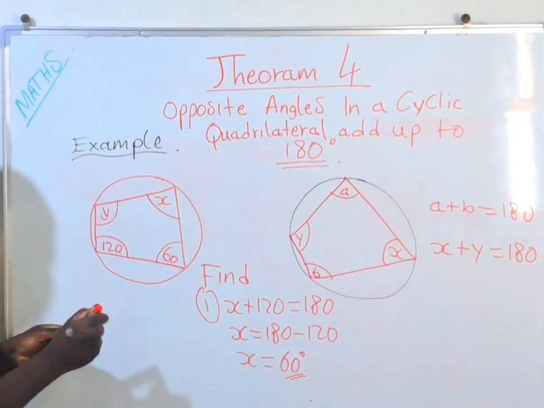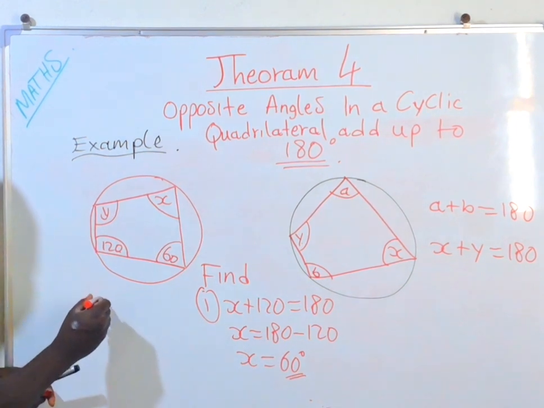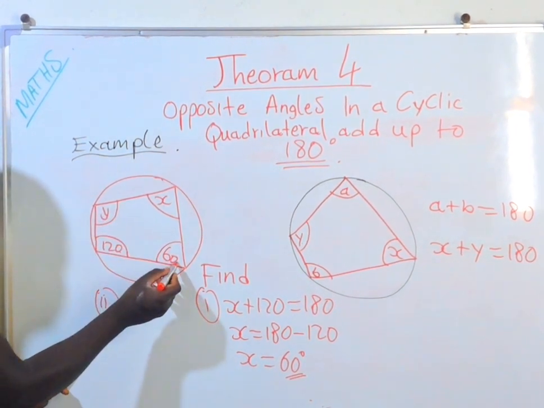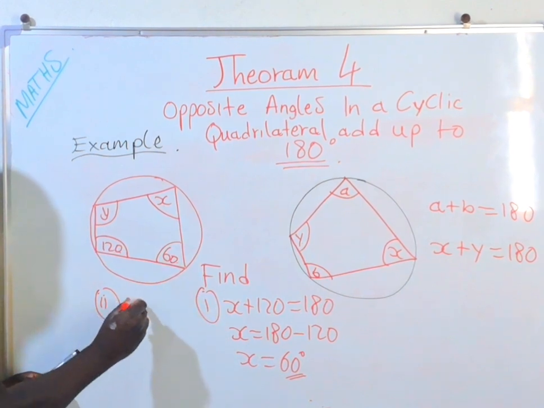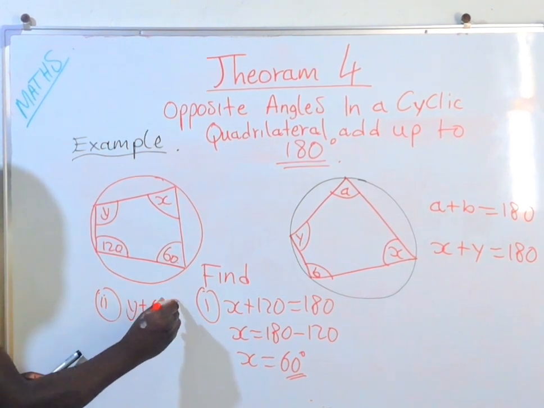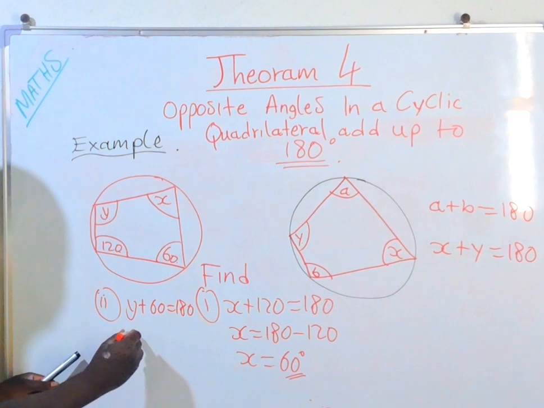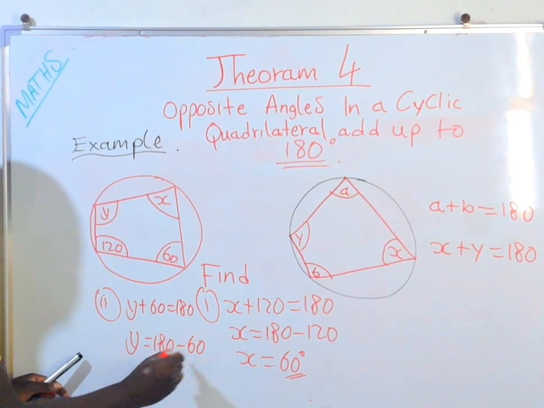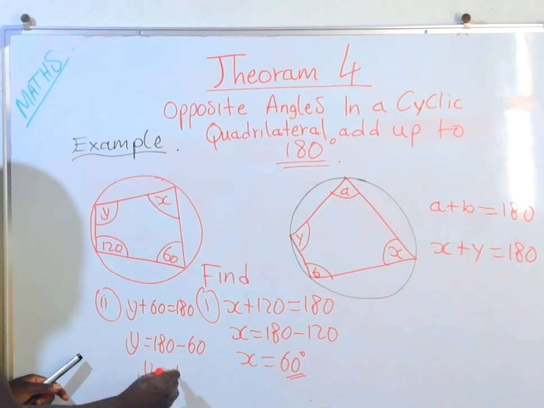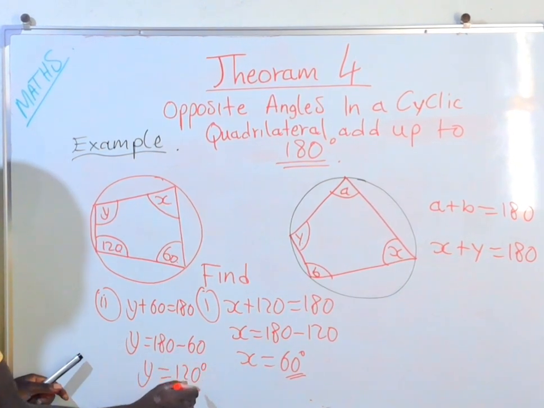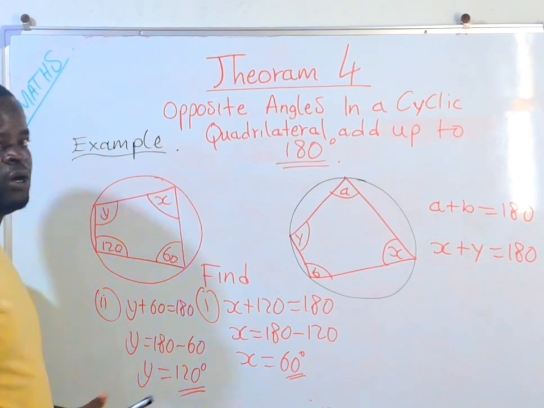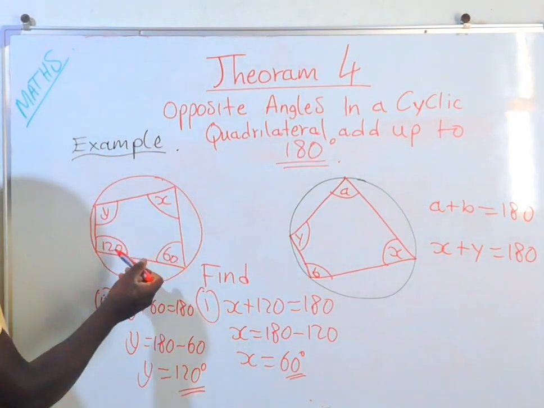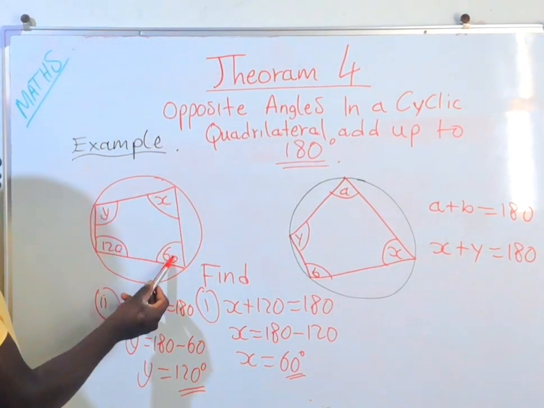Then if we are looking for the value of Y, angle Y is opposite to angle 60 degrees. Therefore, Y plus 60 is equal to 180. Therefore, Y is equal to 180 minus 60 degrees, and the value of Y is going to be equal to 120 degrees. This is how you need to apply theorem number 4. Remember that this angle is opposite to this angle, and this angle is opposite to this angle.